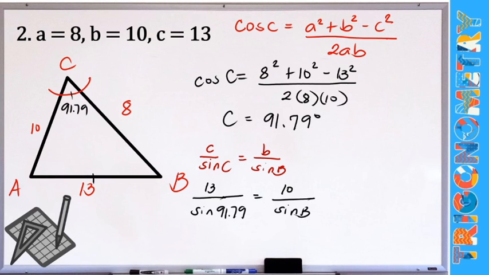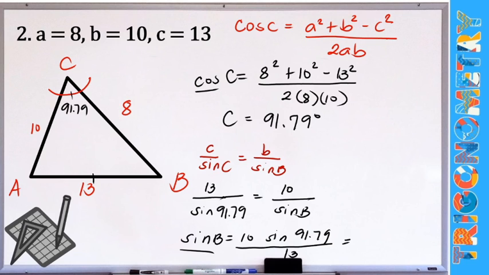By cross multiplication, sine B is equal to 10 times sine 91.79 all over 13. Again, get the inverse function. Earlier it was inverse cosine, now it is inverse sine. And the value that we can have for B is 50.25 degrees.